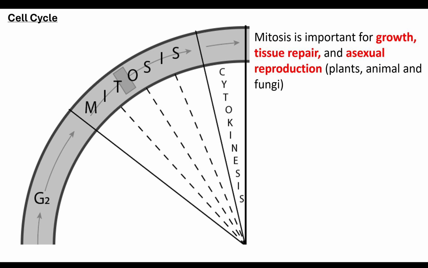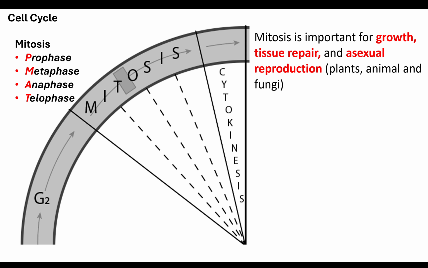So if we look at mitosis then, it's important to note that mitosis is actually broken down into four different sections. Prophase, the first phase, metaphase, second, anaphase, third, and then last, telophase. So I always use my PMAT as my memory of which phase is actually happening. Is it prophase, metaphase, anaphase, or telophase? Now, mitosis is the nuclear division.